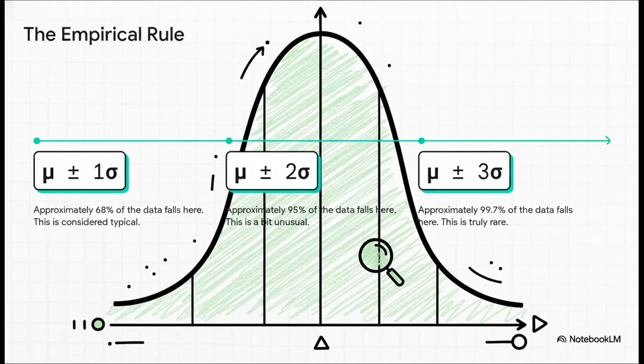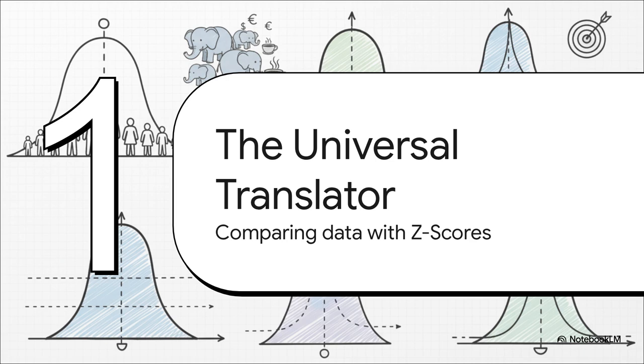The spread is incredibly predictable. This is called the empirical rule, and it's like a fantastic cheat code. For any normal distribution, about 68% of your data will be within one standard deviation of the mean. About 95% will be within 2, and almost everything, 99.7%, falls within 3. This gives us a super quick way to eyeball whether a data point is totally normal, a bit unusual, or truly rare.